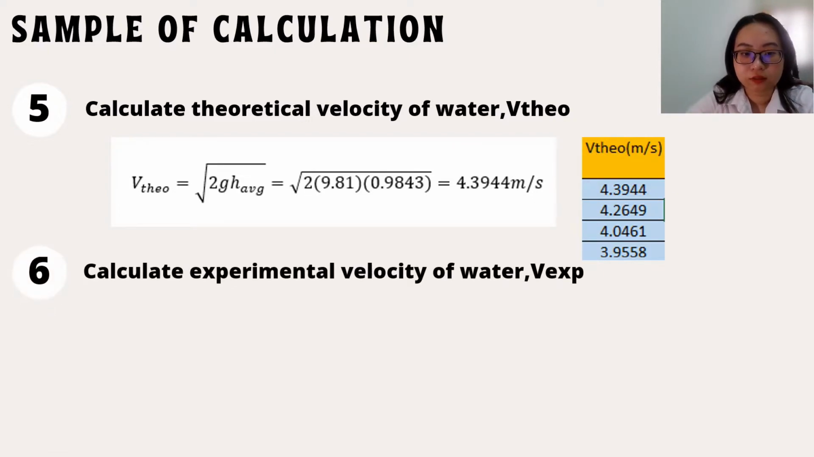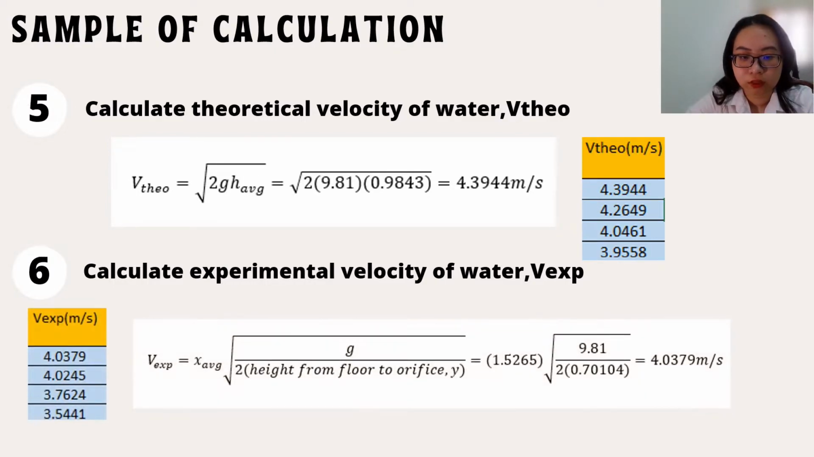Finally, we have to calculate the experimental velocity of water. By using this equation, x average that we calculated previously times the square root of g divided by 2 times y. So in this case, we can get the experimental velocity of water.